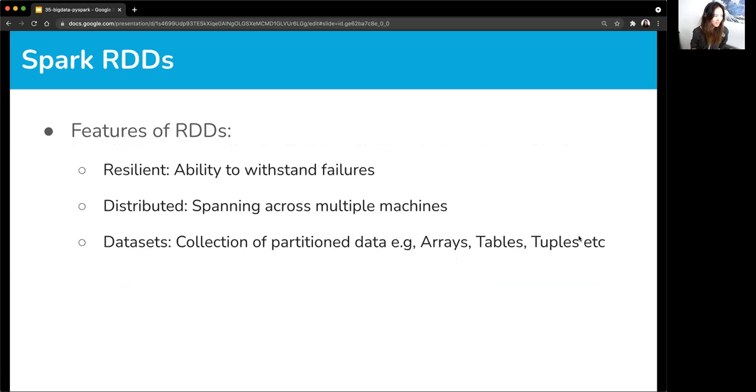Cool. So RDD stands for Resilient Distributed Data Set. Its main features are that they are resilient. They have the ability to withstand failures. This is actually very important because let's say you have 10 machines working on your data. Let's say for some reason one of them goes down. RDD does have the capability to keep working even though one of its systems is down, and you can still work on the other 9.